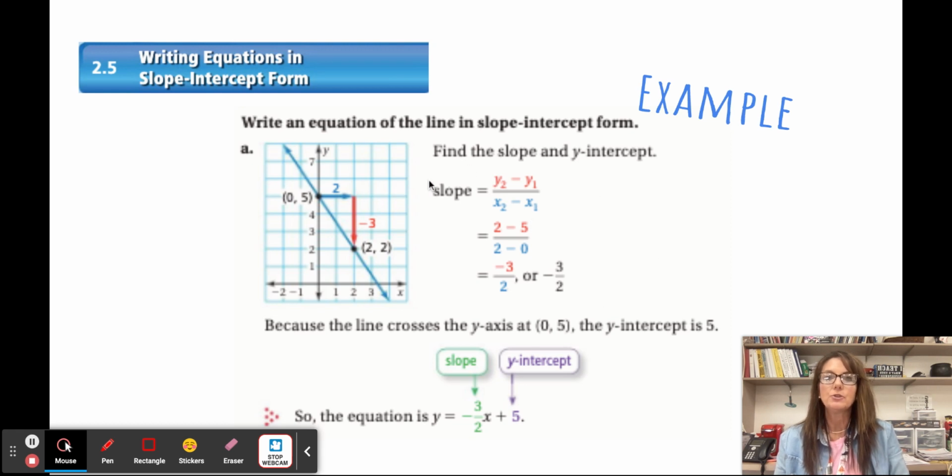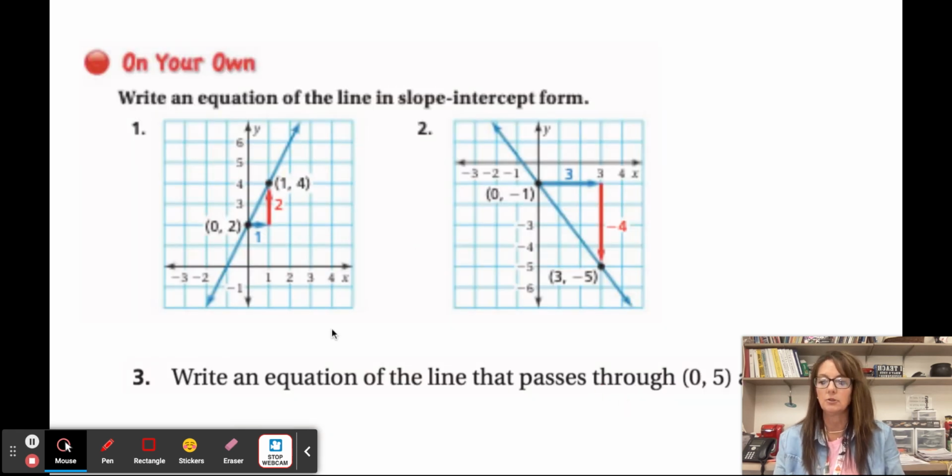So first you're going to need to find the slope and also identify the y-intercept. You will then put it in slope-intercept form by using the slope as the coefficient of x and the y-intercept. If it's positive, it'll be plus that number. If it's a negative y-intercept, it'll be minus that number. So let's give that a try.